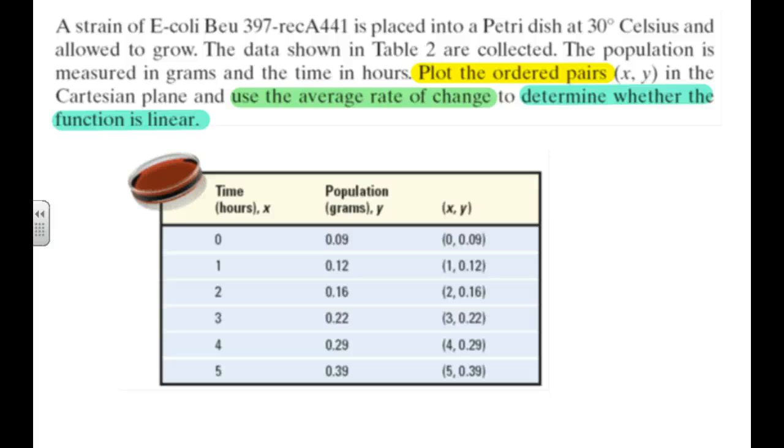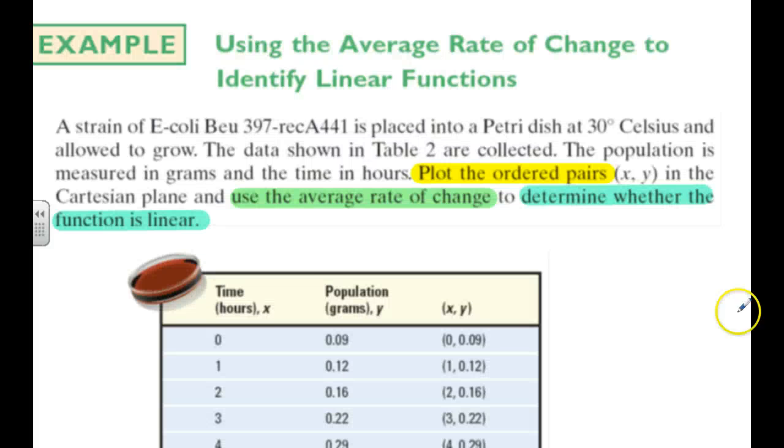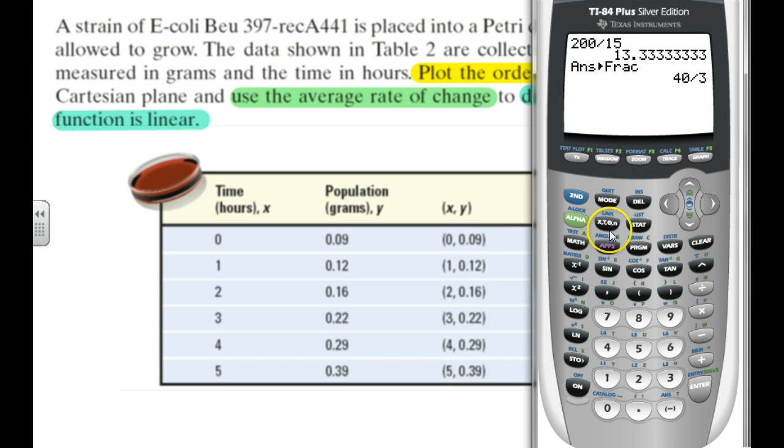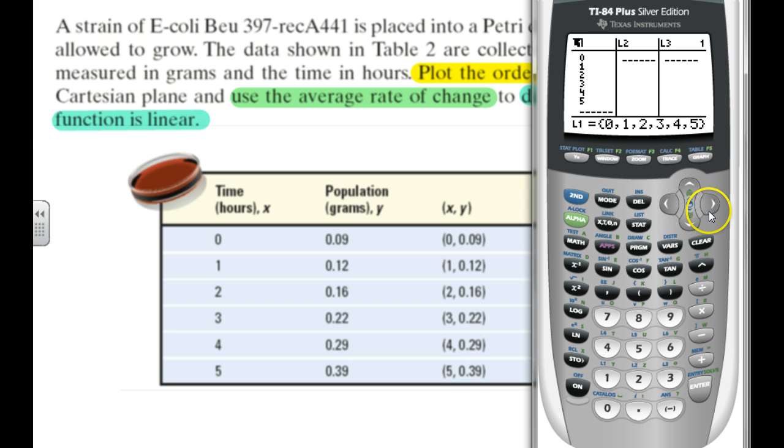This says plot the ordered pairs and then use the average rate of change to determine whether the functions are linear or not. The easiest way to plot these ordered pairs is to go to your calculators. I'll show you how to go under statistics, stat, and enter. Under my list 1, if you have numbers under there, you can highlight list 1 and clear. I'm going to use my x values, 0, 1, 2, 3, 4, 5. I'll go to the list 2.